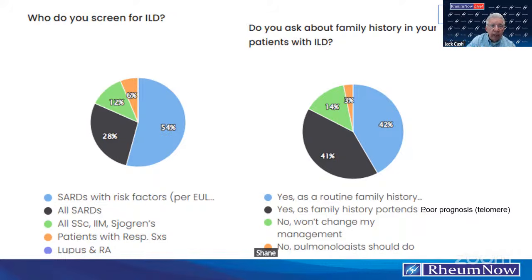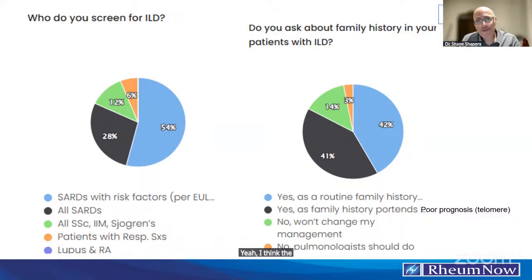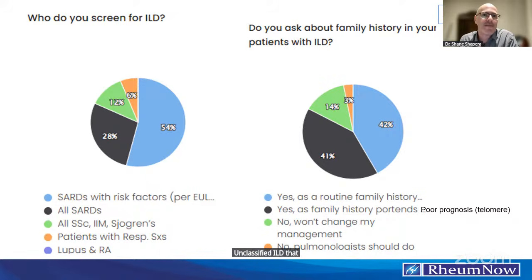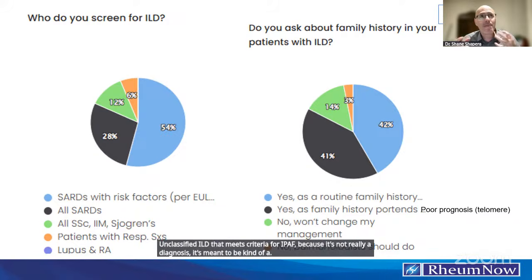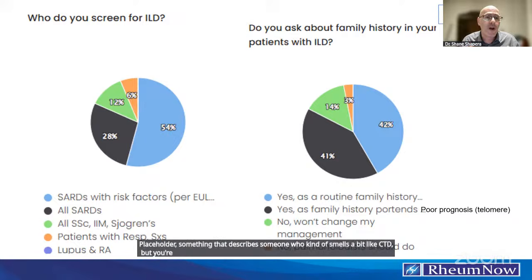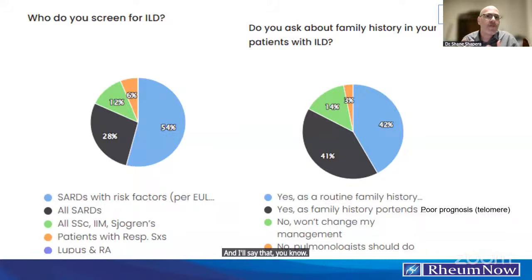Shane, how do you handle this, or what's your advice to rheumatologists? Yeah, I think the IPAF story is an interesting one that is still in evolution. Right now we have this giant bucket that we call IPAF, and we don't diagnose people with IPAF. In our clinic, we'll say you have unclassified ILD that meets criteria for IPAF, because it's not really a diagnosis. It's meant to be a placeholder, something that describes someone who smells a bit like CTD, but you're not really sure. And we are starting to see when we follow these patients over time, they don't all take the same course.